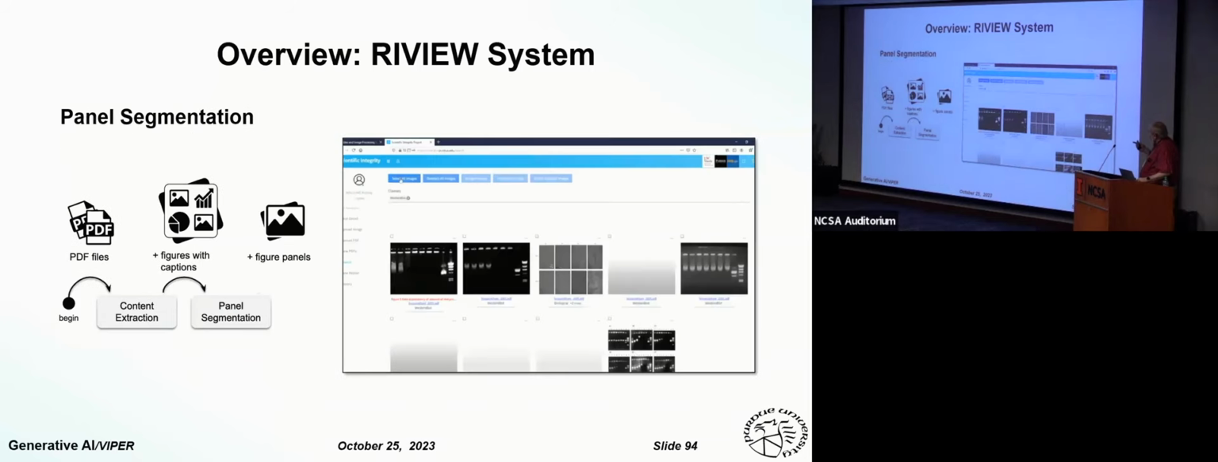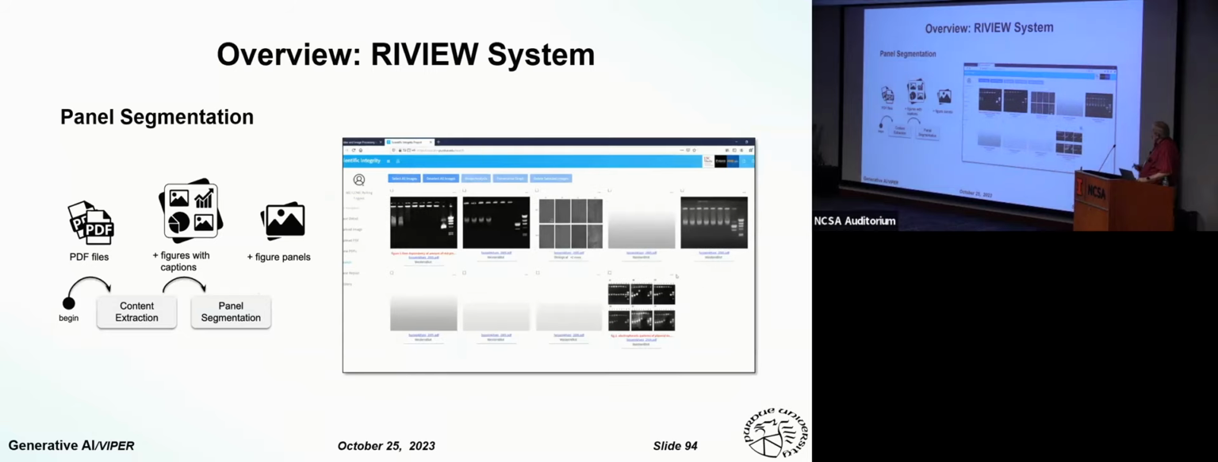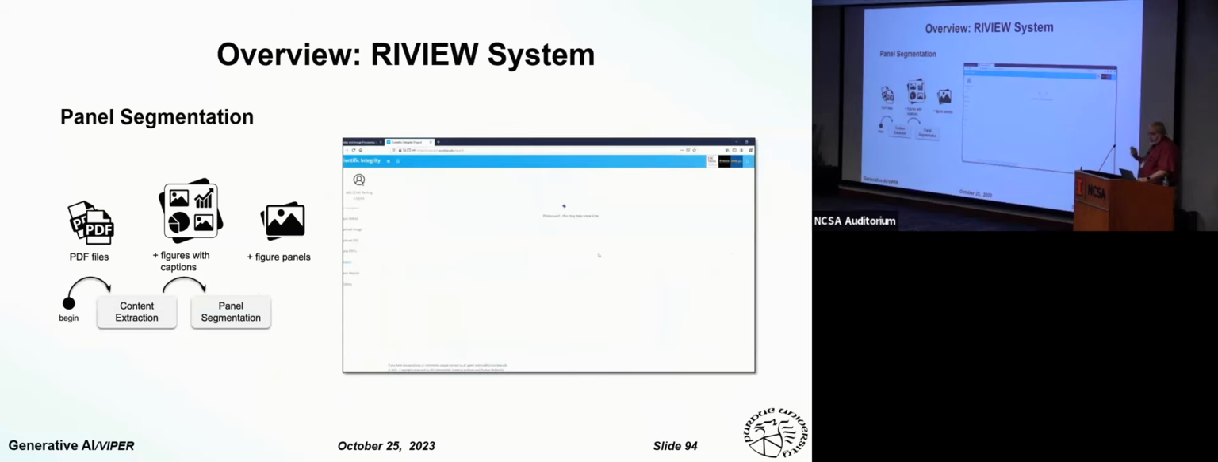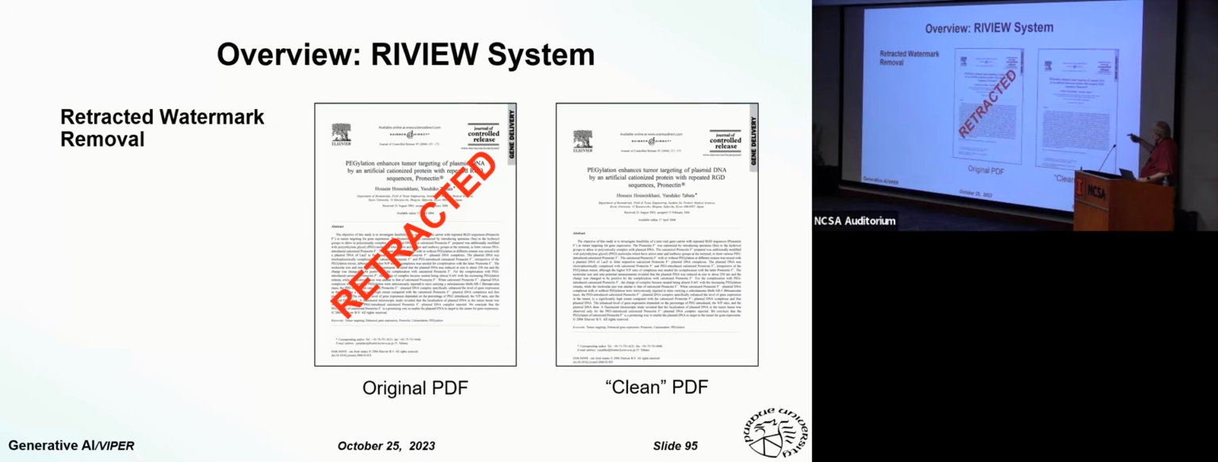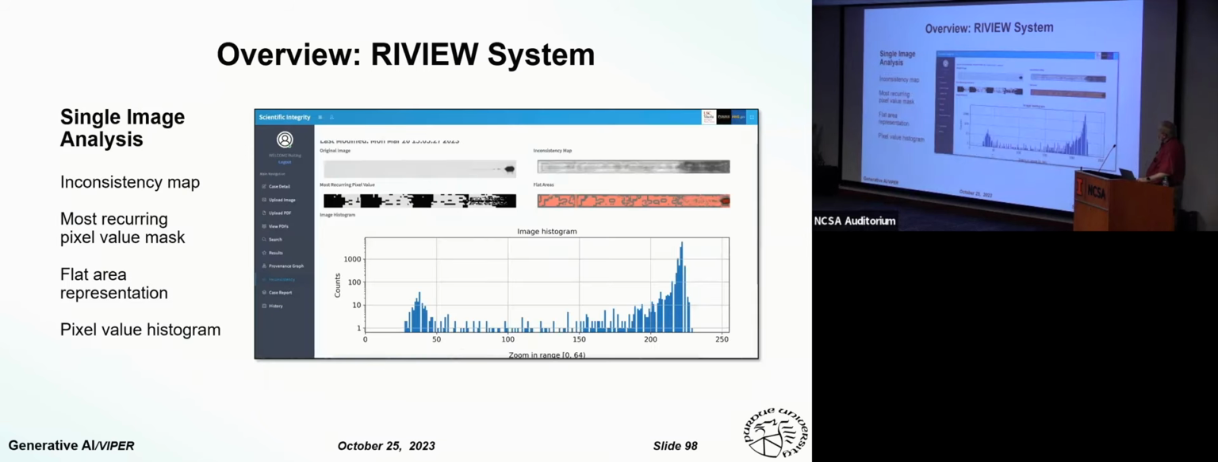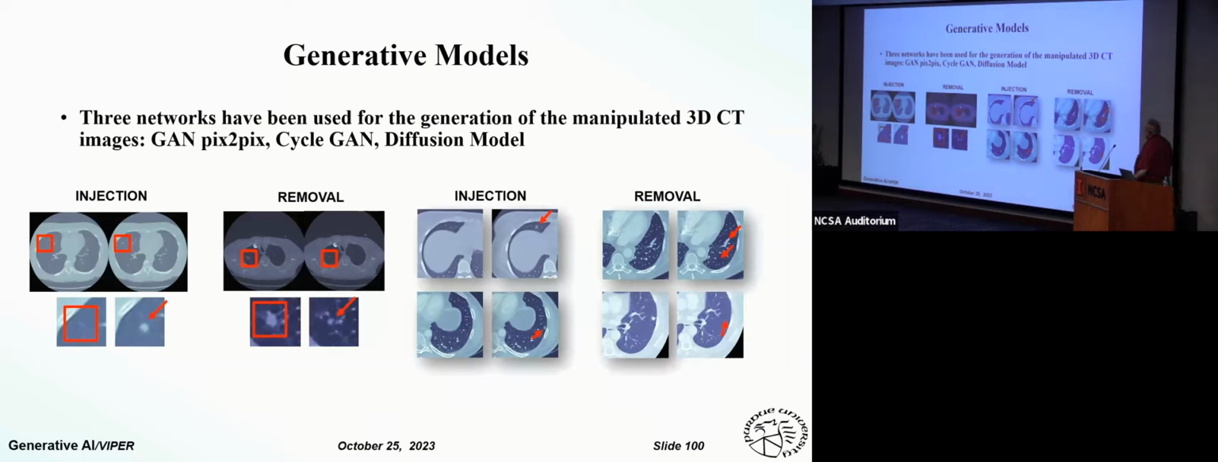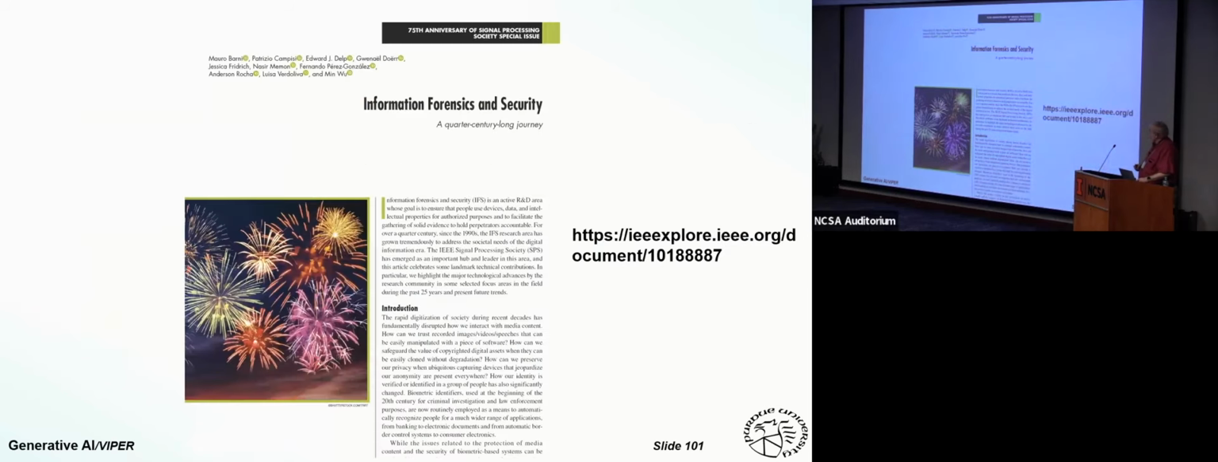The system can do many different types of analysis, including looking for copy-moves. It can look for synthetic images. We can even do things like remove the retracted notice and a bunch of other stuff. There's a copy-move. I'm going to go forward fast. Let me show you this real quick. This is injected cancer, and we can detect it. Here's an example of injection. Here's an example of removal. We've been looking at this for diffusion models, and also some GAN-like models. They're interested in this because they're worried about people generating all kinds of sinister synthetic images.